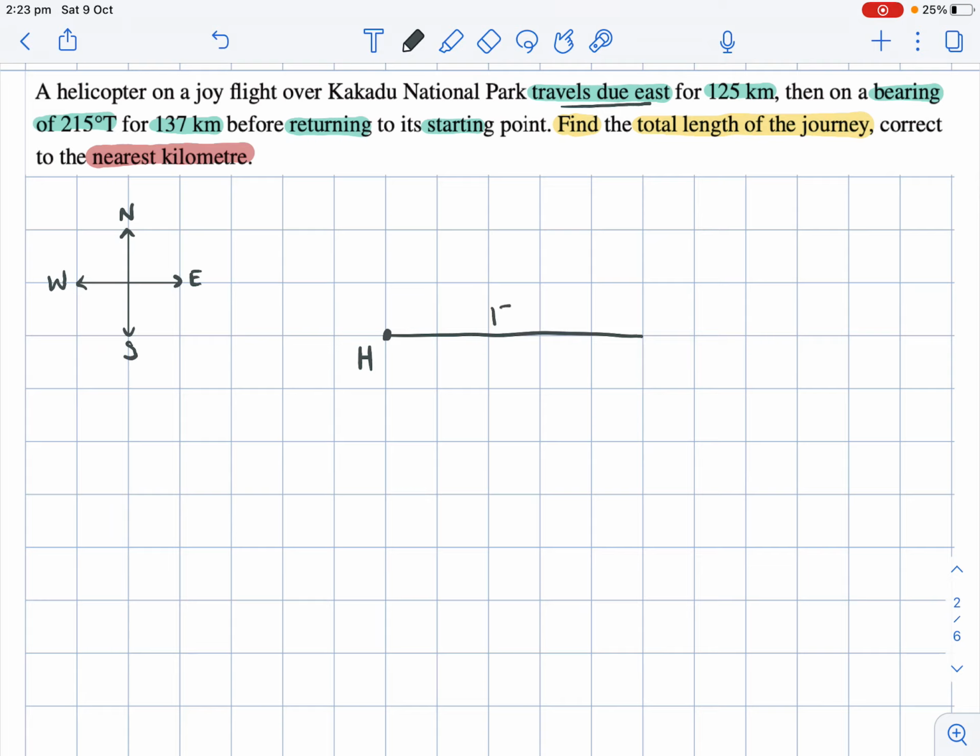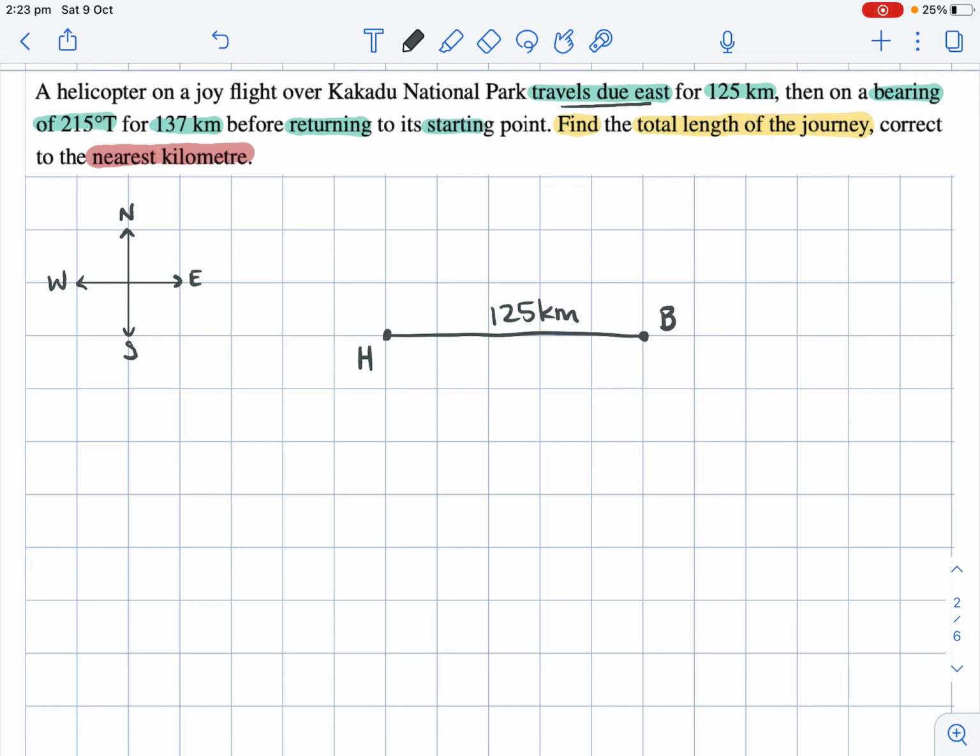And it travels for 125 kilometres, and it gets to the second point on its journey. Let's give that a name. Let's just call it B. Why did I call it B? I have no idea. I just did.